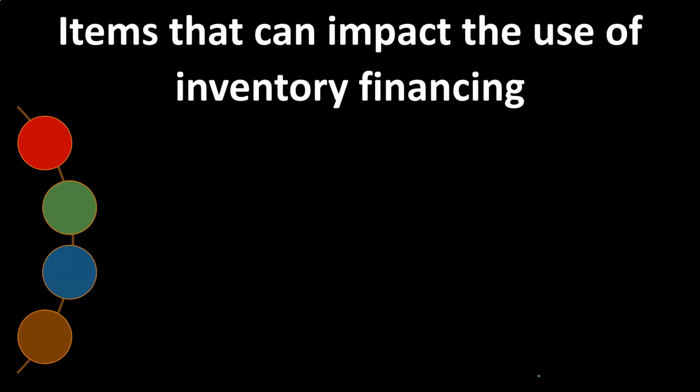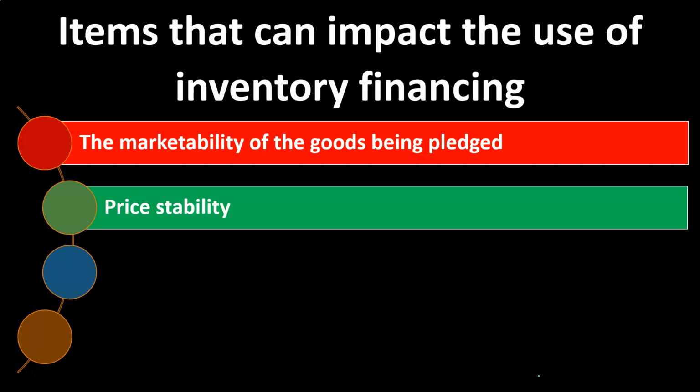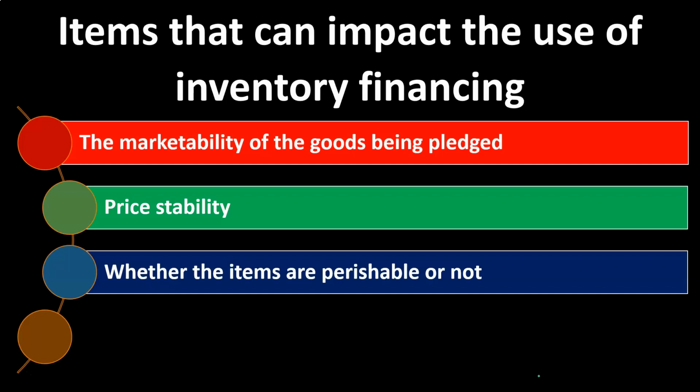Items that can impact the use of inventory financing include the marketability of the goods being pledged. So when we're thinking about the inventory being pledged as something like collateral to increase the financing options, then what's the marketability of those goods? The price stability. Obviously if you're a financer, then you're thinking about how stable is this thing that is being pledged in terms of the inventory, whether the items are perishable or not.